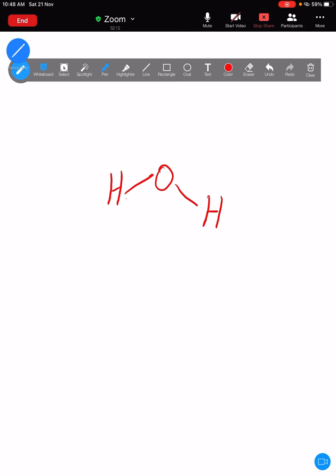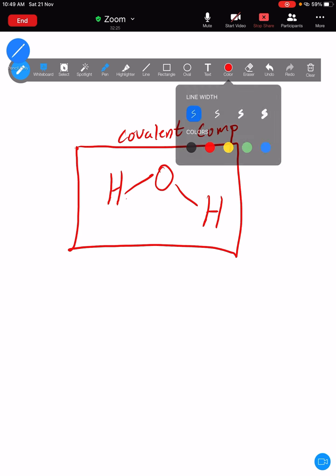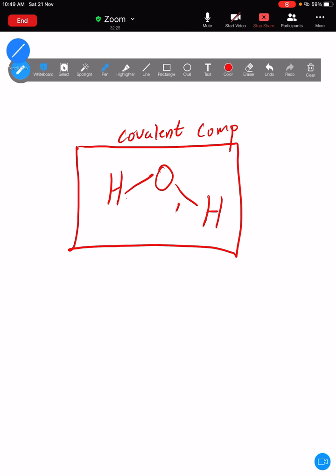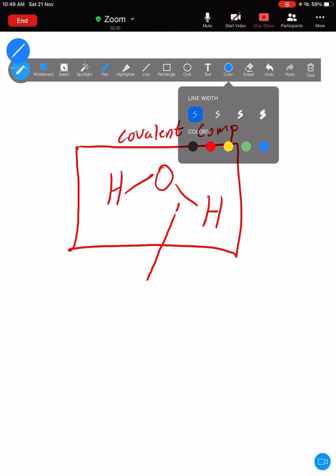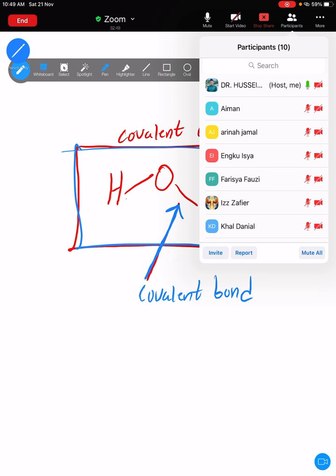Okay, girl, you must remember, this is a covalent compound. It is an example of a covalent compound. And what is a covalent bond? Covalent bond is here. This is your covalent bond. This is the difference: covalent compound, covalent bond. Do you understand, Adriana? Arina next.